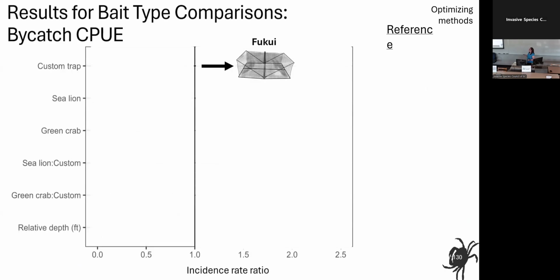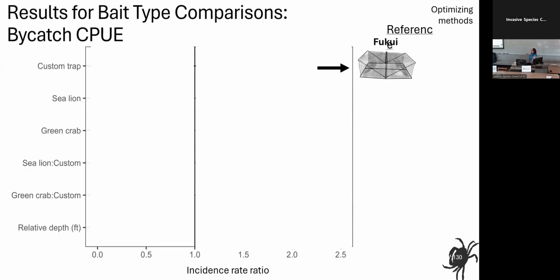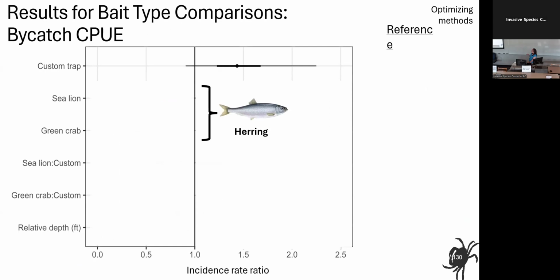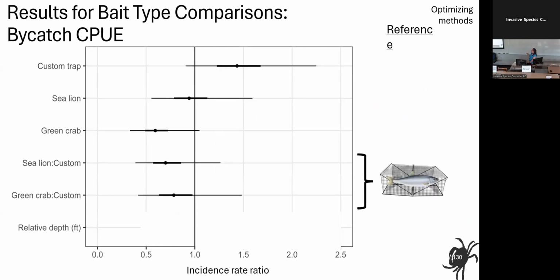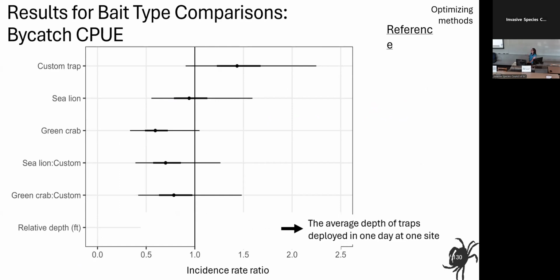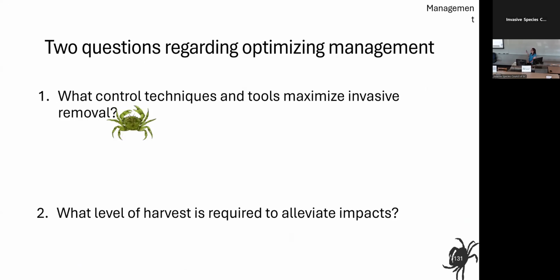When we're looking at bycatch, an interesting thing, I'm just going to speed through here, is that we didn't really see a significant effect of either trap type on its own, bait on its own, or its interaction. We did see that the relative depth at deployment, the deeper you go, the more non-mammalian bycatch that you're catching, which again makes sense if the green crabs are pushing them out.